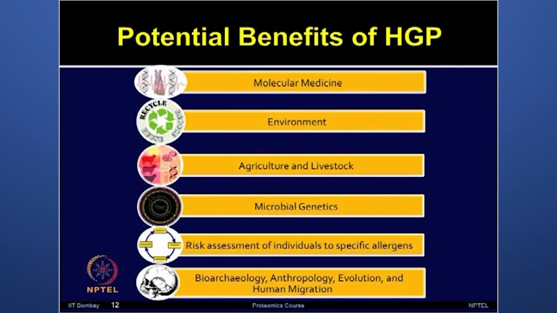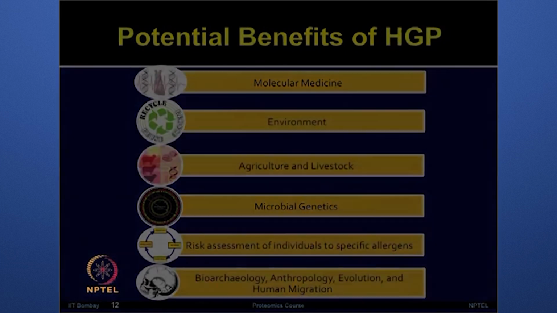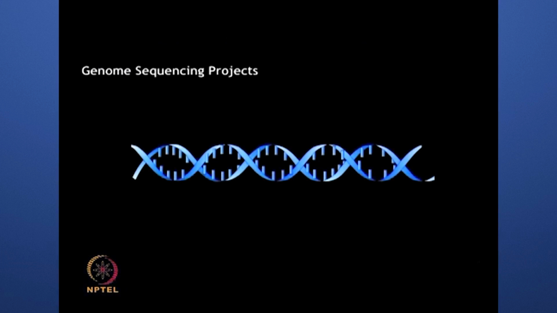The various potential benefits of the Human Genome Project: the information was useful for molecular medicine, environment, agriculture and livestock, microbial genetics, risk assessment of individuals for specific allergens, as well as in other fields such as anthropology, evolution and human migration. Several genome sequencing projects that aim to elucidate the complete genome sequence of organisms have been undertaken by several research groups all over the world.